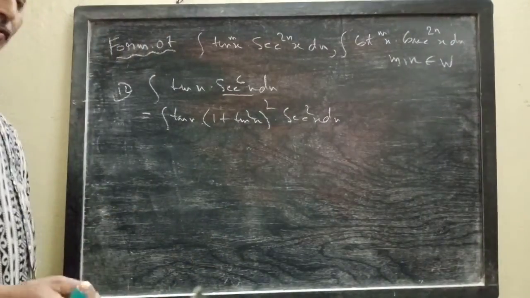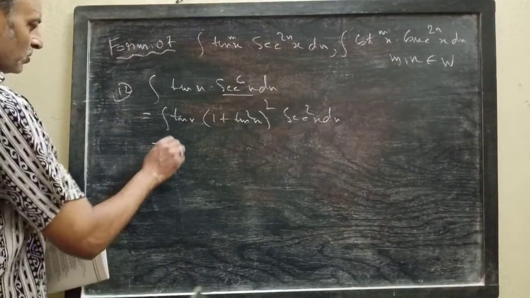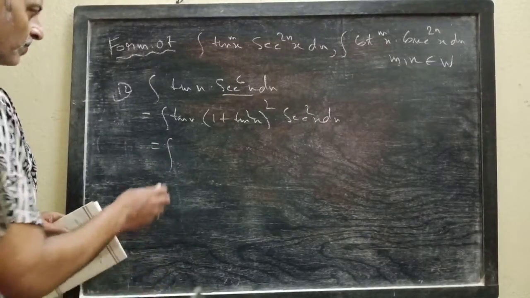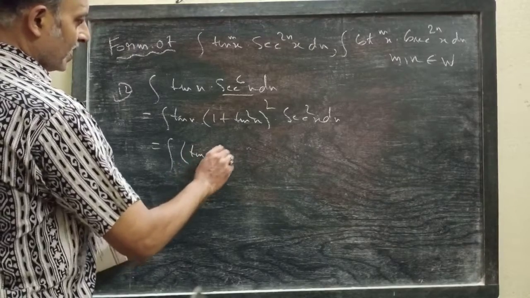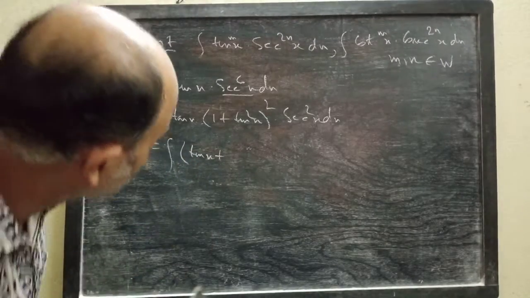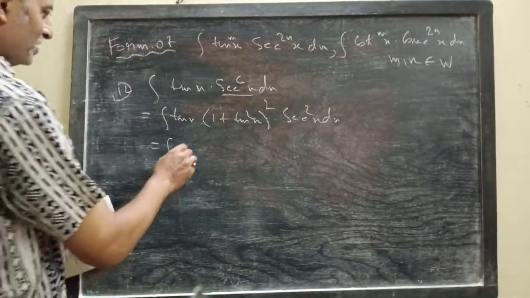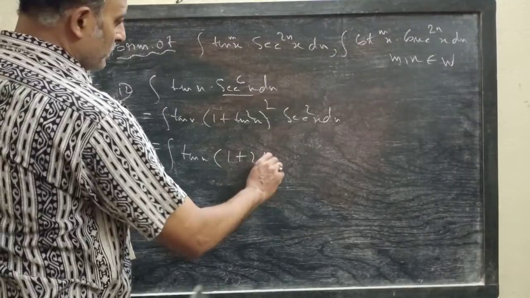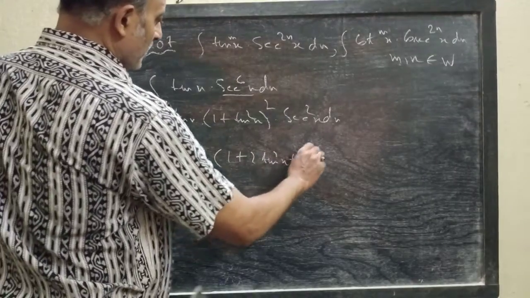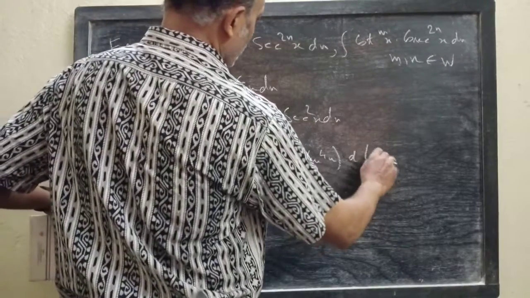Now at this step you can take tan x equals z, but I am not taking tan x equals z. To make my steps short, I am pushing this tan x within the bracket. We get tan x. Oh no, I am making a mistake here. We get 1 plus 2 tan square x plus tan to the power 4x. This is d of tan x.